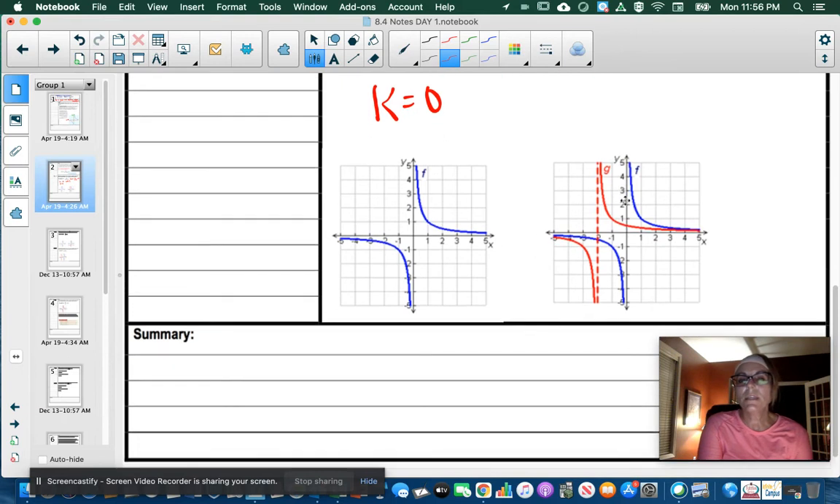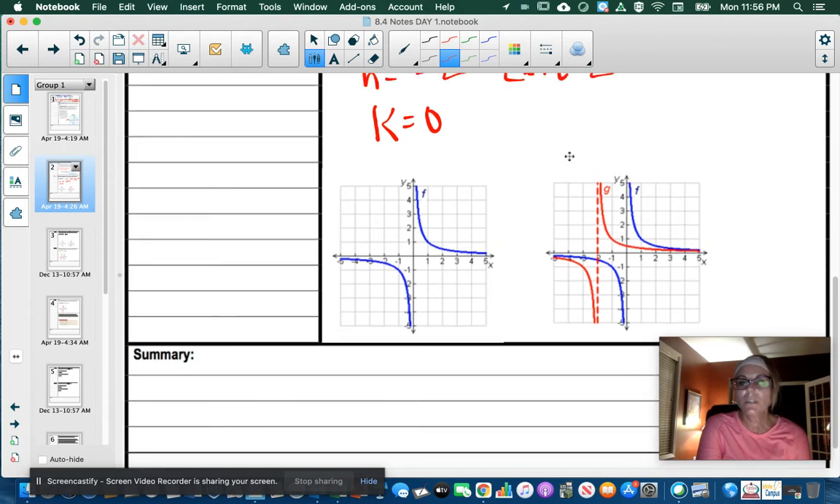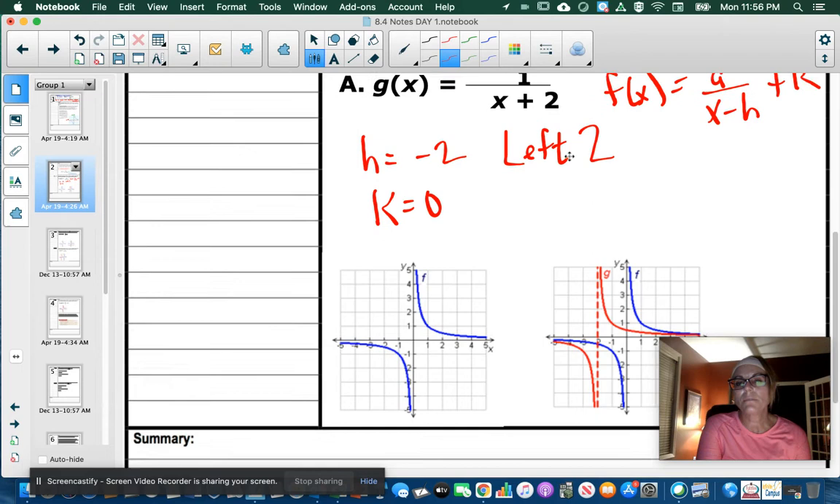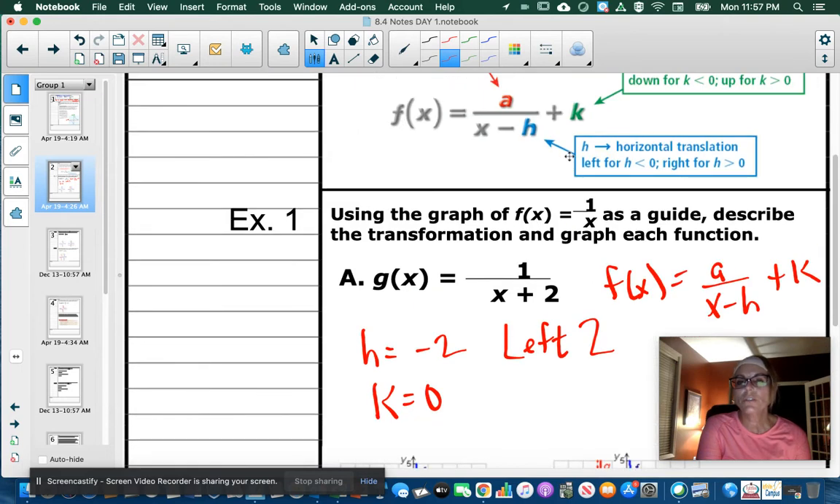And as you can see, the blue is the parent function, the red is the transformed function, and we shifted to the left 2. And when we shift, the asymptote also will change.